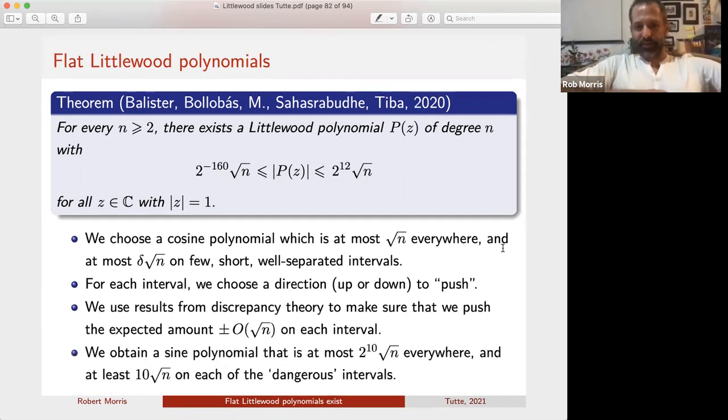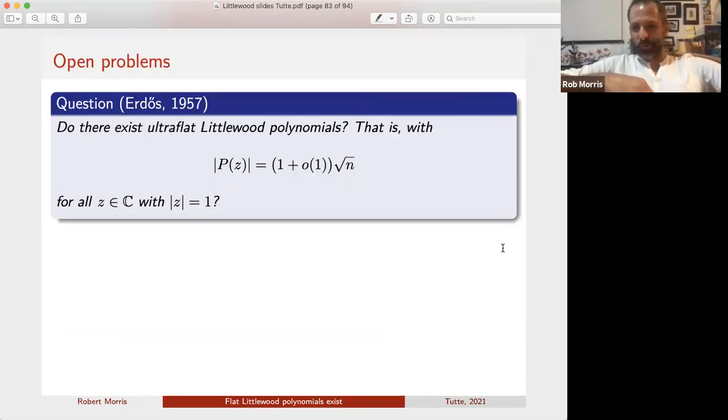And what that gives us is a sine polynomial, an imaginary sine polynomial that's at most 1,000 root n everywhere and at least 10 root n on the dangerous intervals. We only care about what happens on these m dangerous intervals when the cosine polynomial is small. So I think I have 3 minutes left, if I got my timing correct. So that gives me time to tell you 2 open problems.